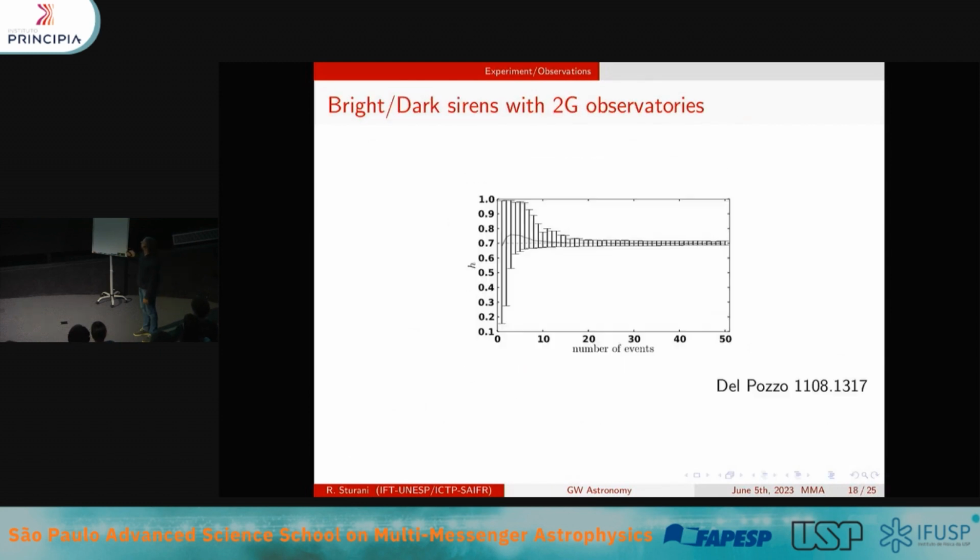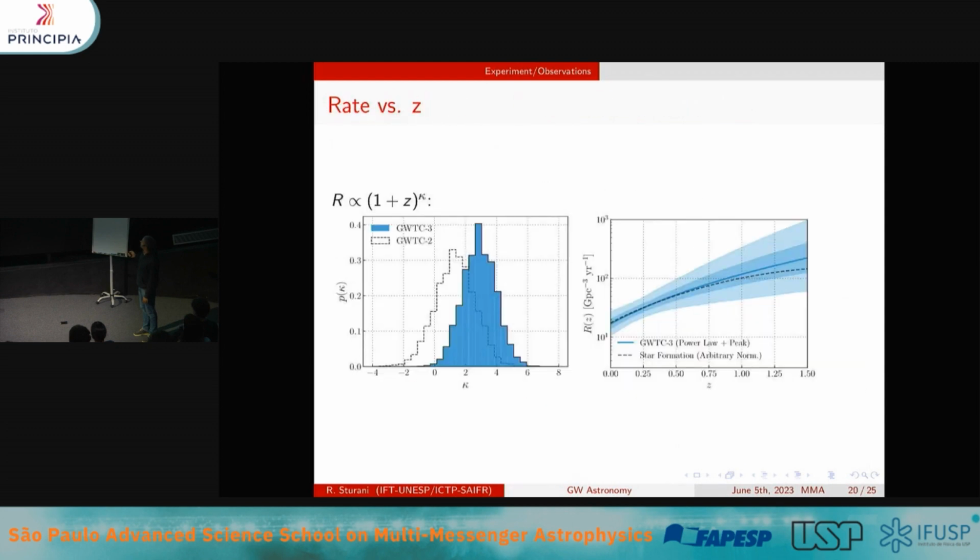black holes. And then you can say, well, okay, this is also the measure of the rate we can do today. You see the measure, so at very, very low redshift, we don't have events, so the error is a bit bigger. Then it shrinks a little bit when you start having events. Then again, it gets bigger for larger redshift. And the black curve is the star formation rate.